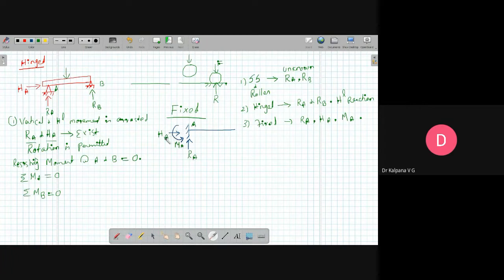And in most of the cases, we neglect this horizontal reaction. Why? Because the beams are always subjected to vertical force. If it is of gravity loads, no need to consider this horizontal reaction. In case it is subjected to any inclined loads, then we have to consider this horizontal reaction. If the beam is subjected to an inclined load like this, in those cases we can get the value of horizontal reactions too.